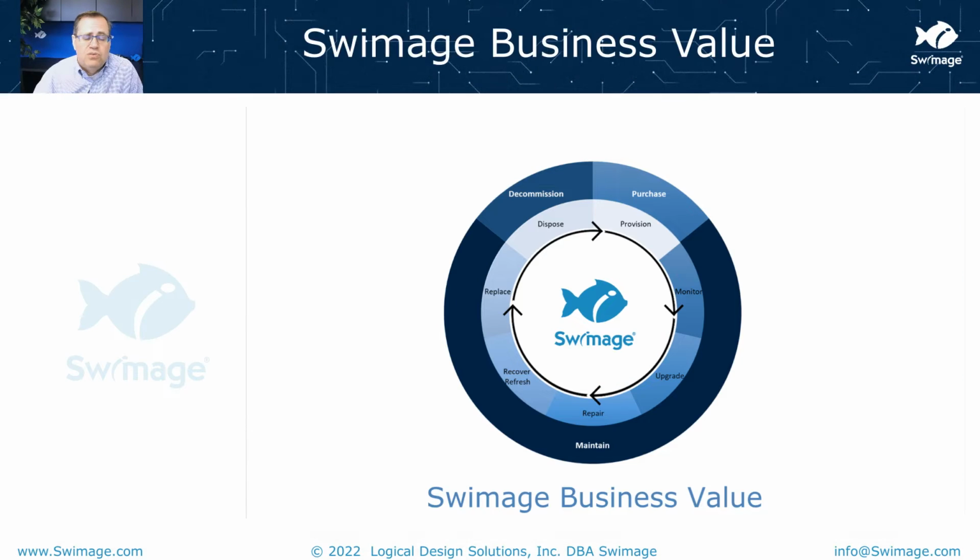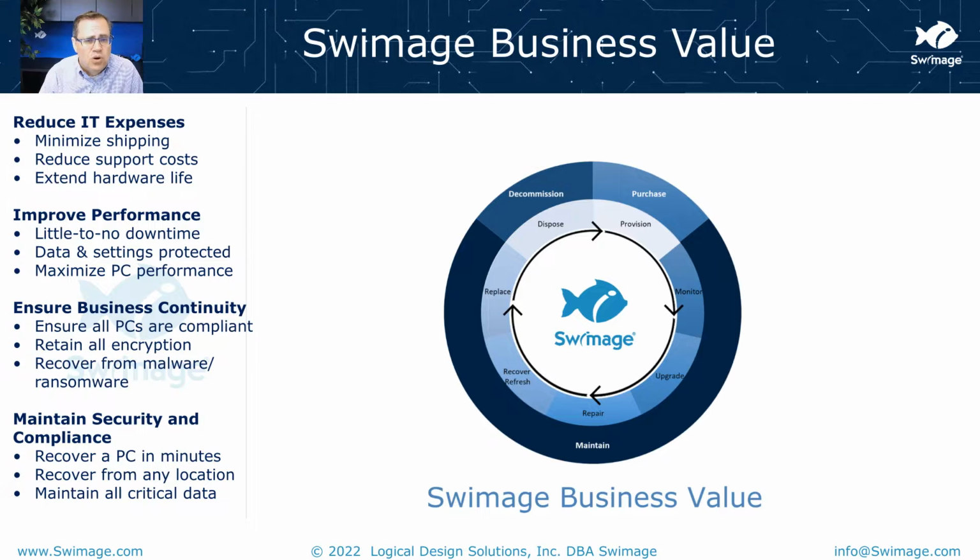efficiently and really minimize that downtime. Goal here is to reduce those IT expenses. So reducing the IT expenses means minimal shipping costs. So if you have to ship machines out right now because you need to fix issues, but you don't have a really good support model. Typically, that's what ends up happening.